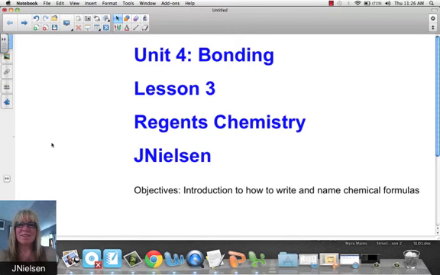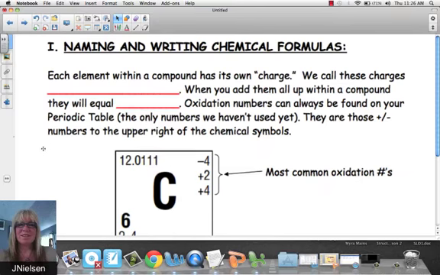Okay, this is Unit 4 Bonding, and this is Lesson 3. Today we're going to start to talk about how we can write and name chemical formulas. So, naming and writing chemical formulas. Each element within a compound has its own charge. We call these charges oxidation numbers.